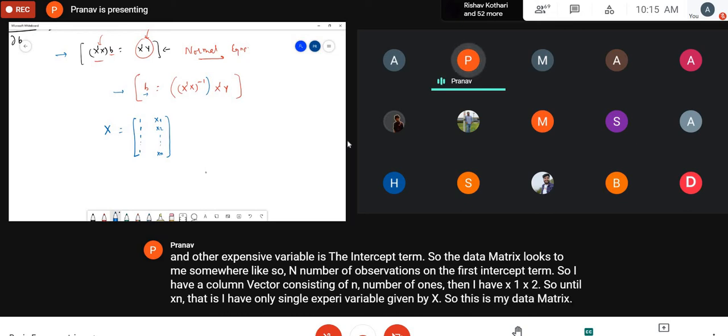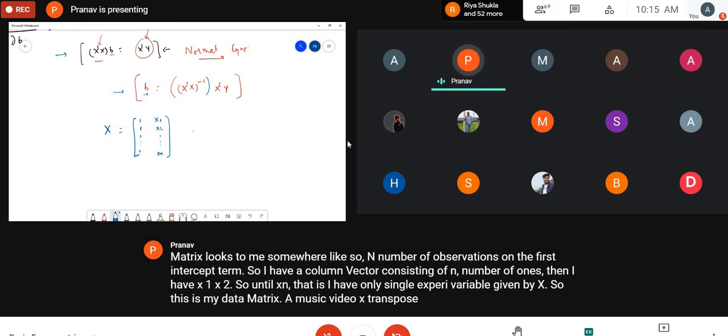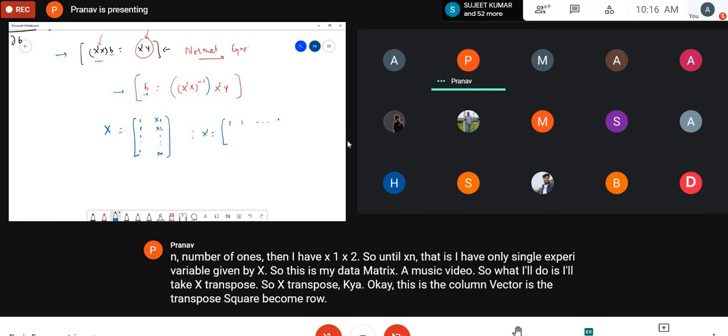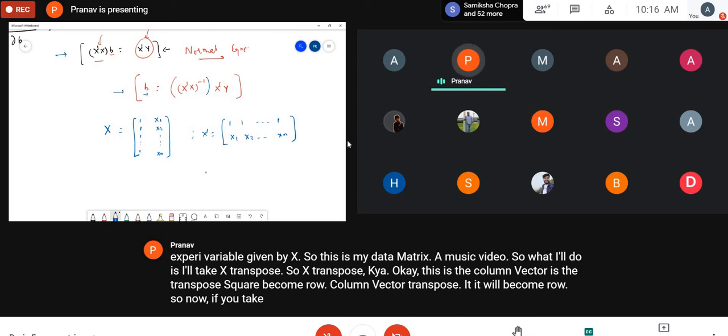Now what do I need here? I need X transpose X. So I'll take X transpose. What will be its transpose? This is the column vector; if you transpose it, it will become a row. Column vector transposed becomes a row. So now if you take X transpose X, what is happening over here is 1, 1, 1, x1, xn.